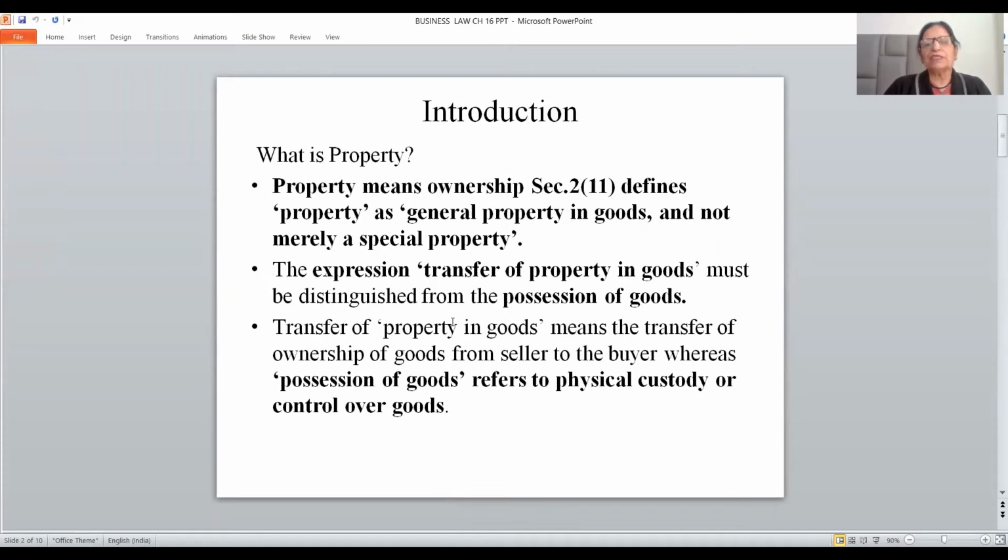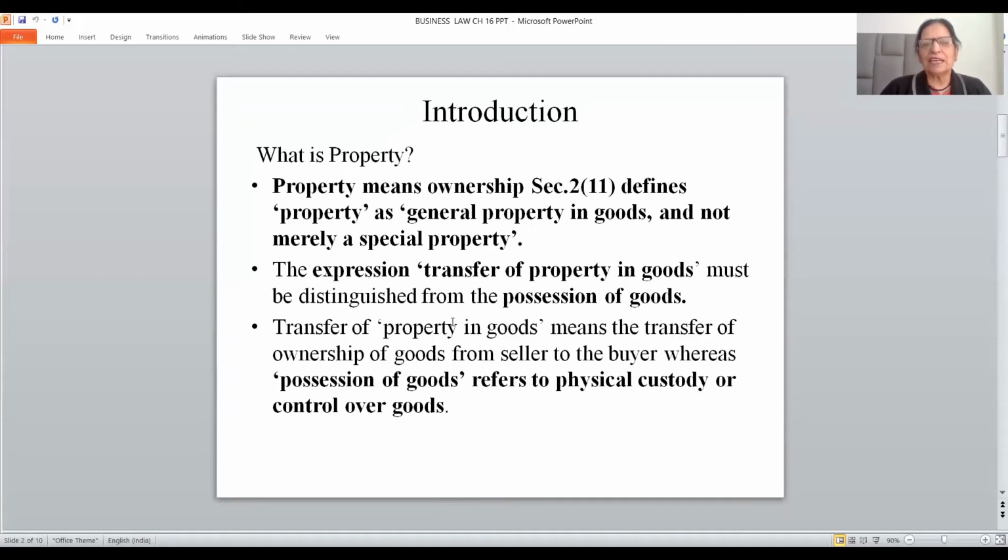And property in goods should also be distinguished from the term possession of goods. Friends, remember, possession of goods means control of goods, custody of goods. A servant may be in possession of goods, but it does not mean that the servant is the owner of goods. Ownership lies with the master. So the servant is just having the possession of goods, or he is having the control over the goods. So these two terms are very different.